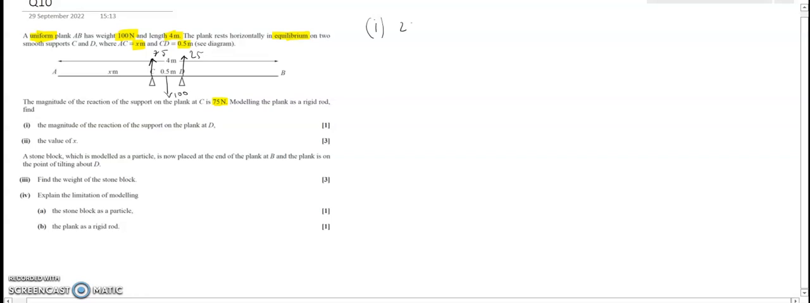Well, they told us that at C, the reaction was 75, and we knew that the rod had a weight of 100 newtons. So we can do upwards equals downwards, and so the magnitude of the reaction at D is going to be 25. So this is 25 newtons. Now we've got to find the value of X.